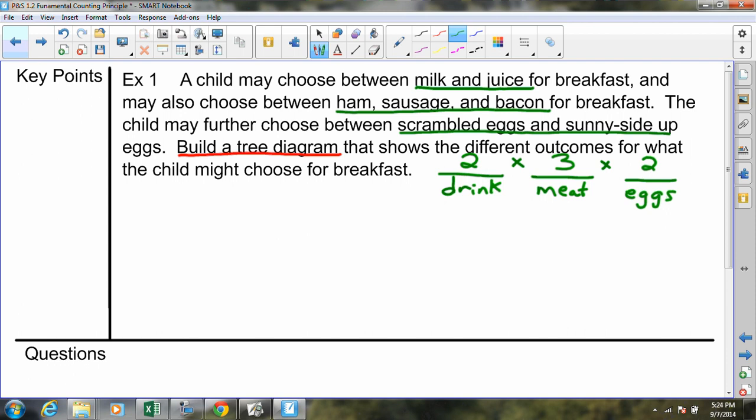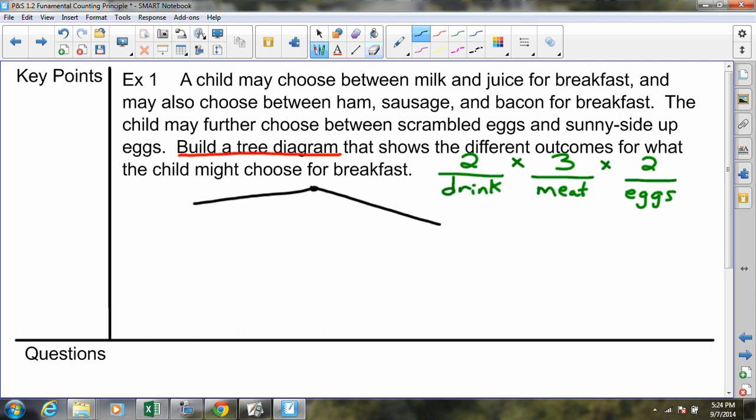Before you do all the work of building the tree diagram, it tells you how many answers you should get. Before you go through all the work of creating the sample space like we did in the previous lesson, the fundamental counting principle will tell you how many you should get. That's its biggest benefit. So let's start our tree diagram. First choice they have to make is the drink. Because there are 2 branches, 2 choices, you would have milk and juice.